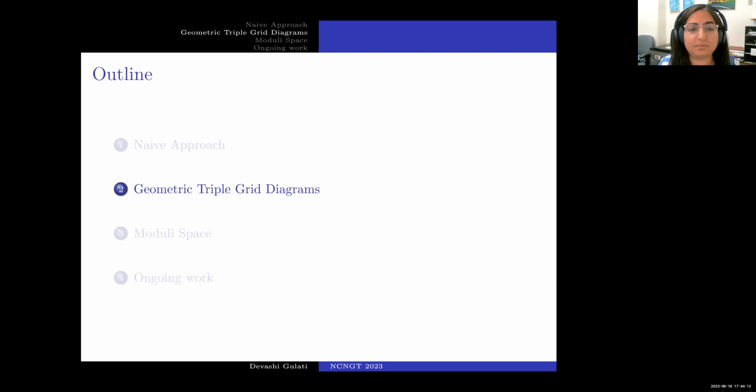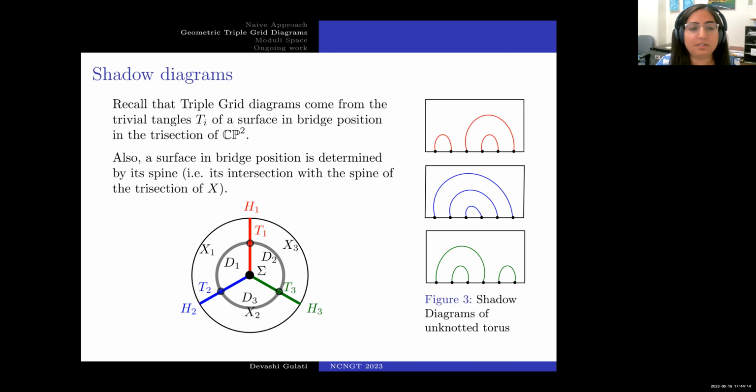Geometric triple grid diagrams. Recall that triple grid diagrams came from the trivial tangles of a surface in bridge position and the trisection of CP2. Also, a surface in bridge position is determined by its spine, that is, its intersection with the spine of the ambient trisection.